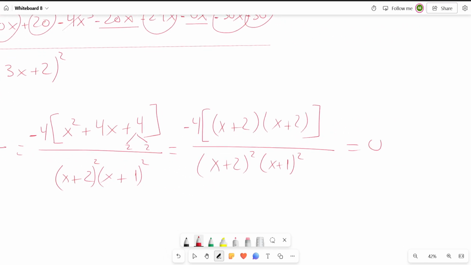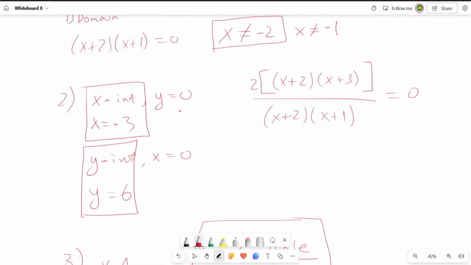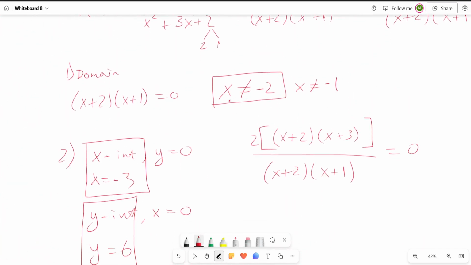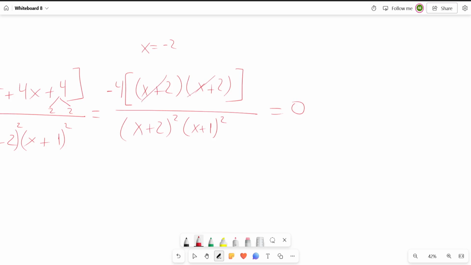So if I equate it to 0, equating it to 0 means equating the numerator to 0. So clearly when x equals minus 2, the numerator is going to be 0. However, we have a problem: x equals minus 2 is not in our domain. And also, you can see that simplifying, x plus 2 and x plus 2 are going to cancel out with the x plus 2 squared in the bottom. So this is going to be similar to minus 4 over x plus 1 all squared.